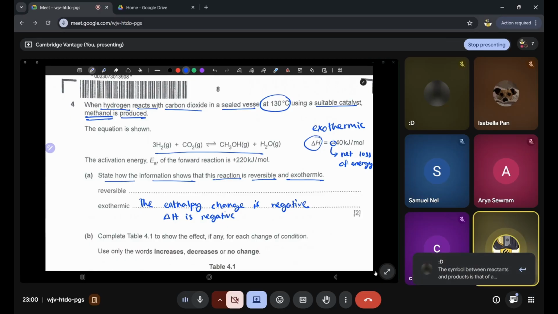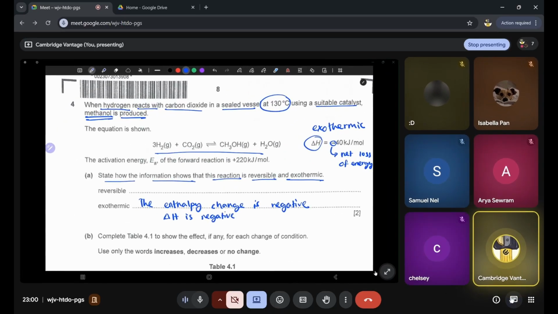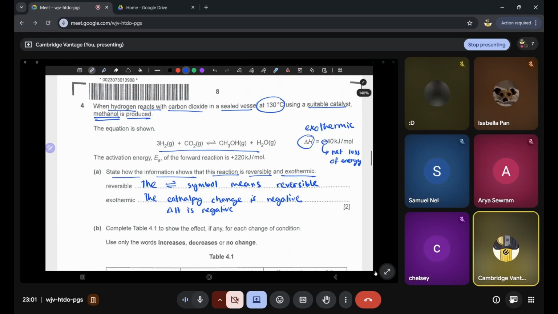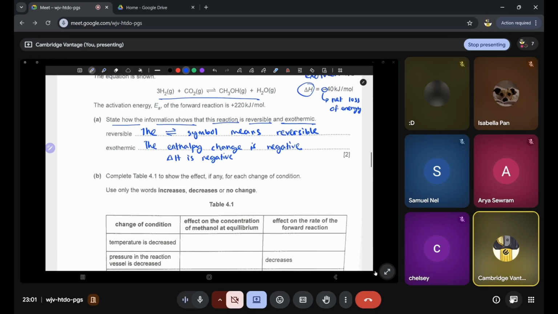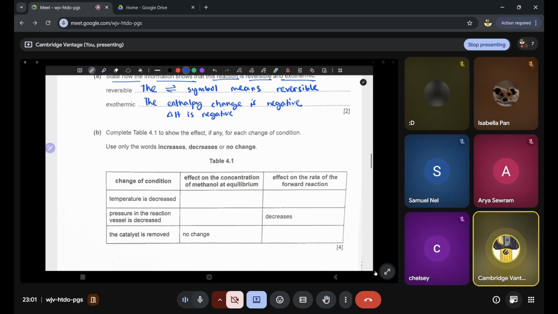How would you say it's the symbol between? Yes, you are correct. All you'd have to say is the double arrow symbol means reversible. So if you just write this, good enough. First one is about a symbol, second one is about the enthalpy change.